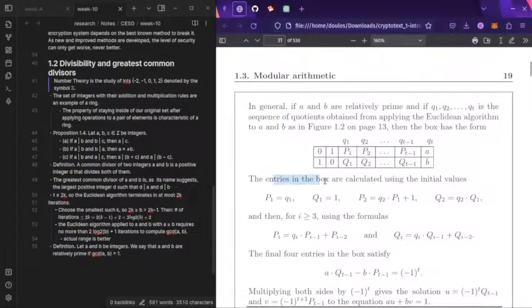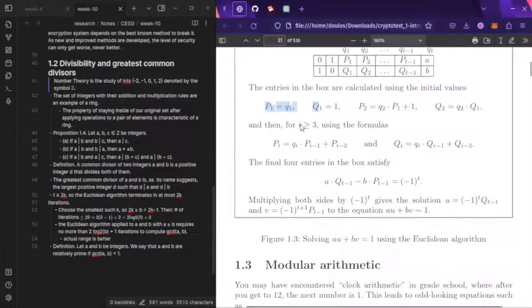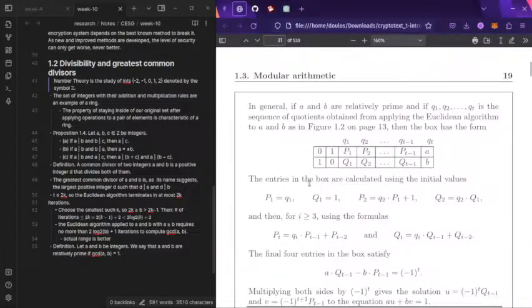The entries in the box are calculated using the initial values. Okay, yeah. It gives you the initial values. And so basically it tells you how to code this, to be honest. These are your initial values. And then for i greater than or equal to 3, you use this. Pi does this, Qi does this.